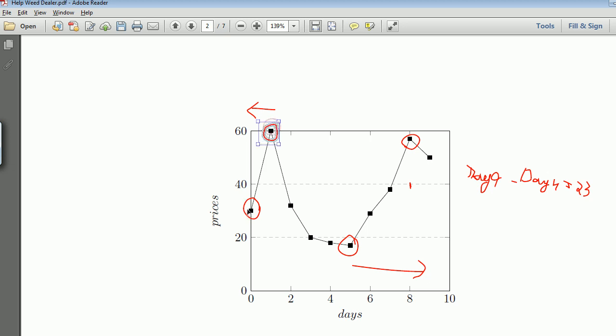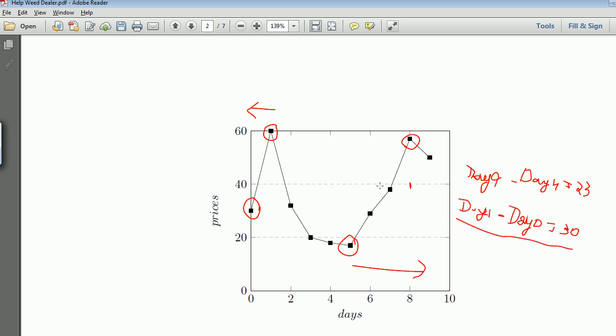from highest, if you work left and find the lowest, then you would find 60 on day 1, minus day 0 equal to 30, right? So in this scenario, this is the valid solution.